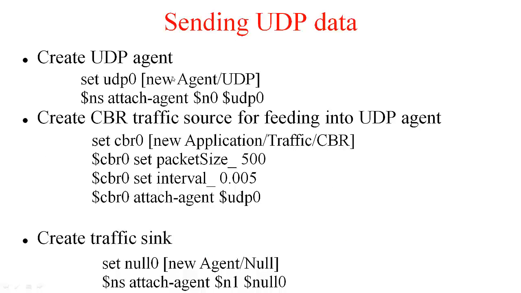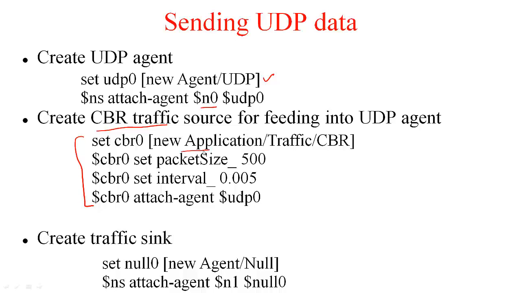So if I want to use UDP, I'm going to create a UDP agent and I'm going to attach this UDP agent to node 0. And this UDP agent needs some application level traffic, and to do that I'm going to create a CBR traffic and feed it into the UDP agent. So there are a bunch of commands to do this.